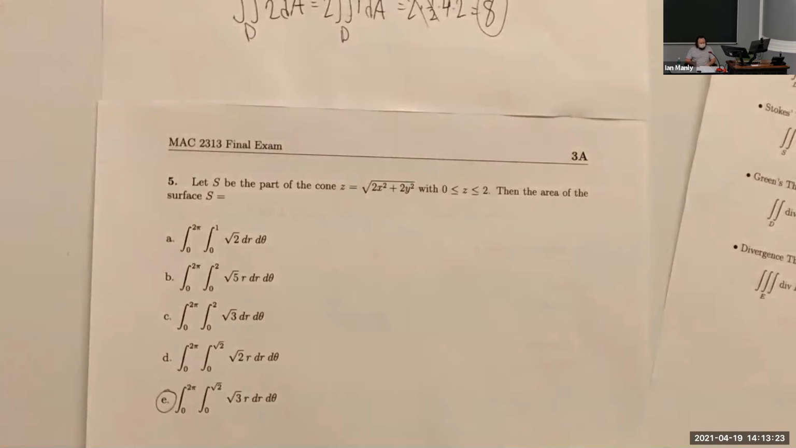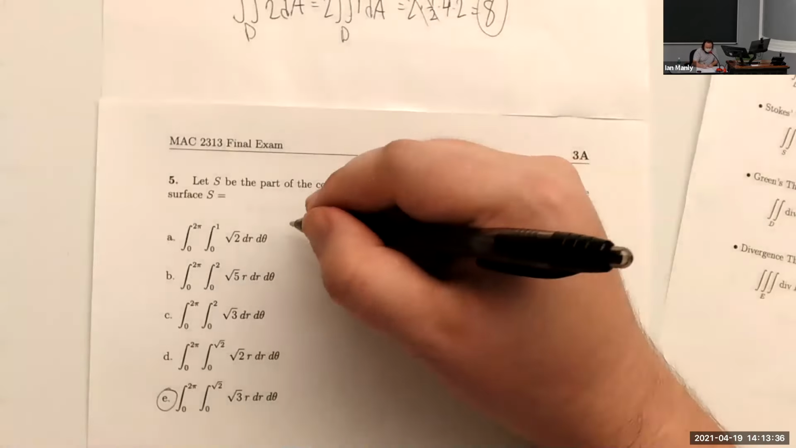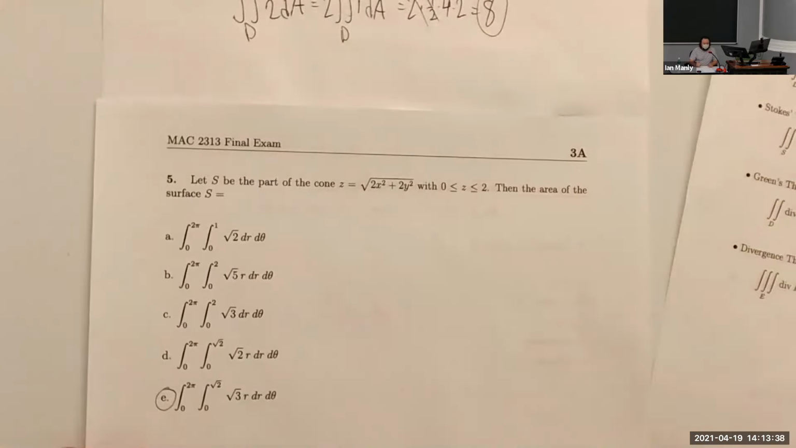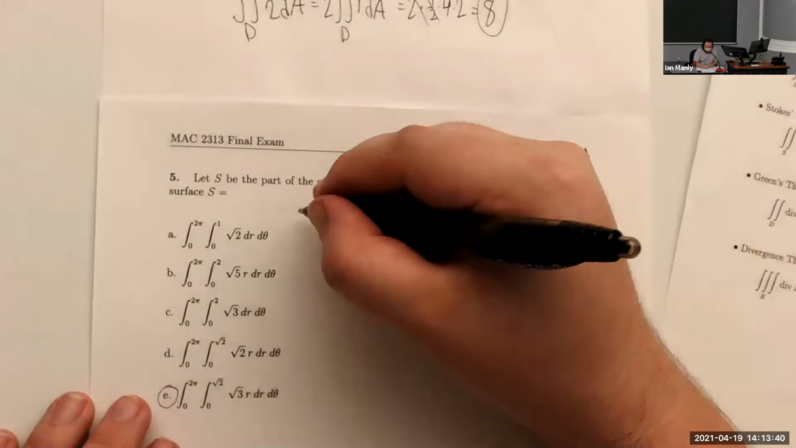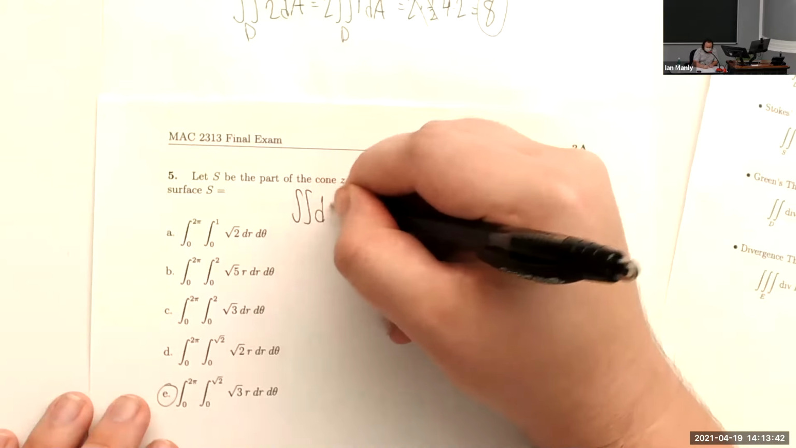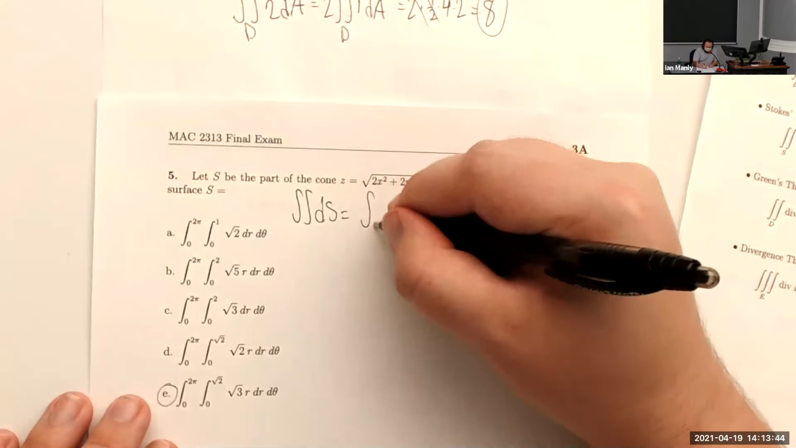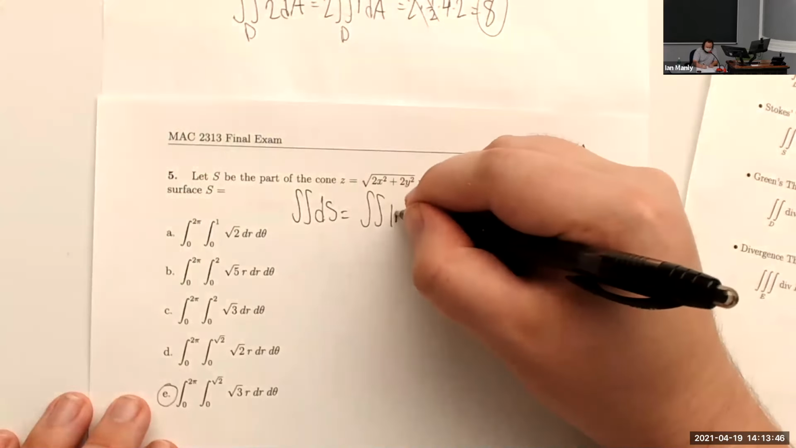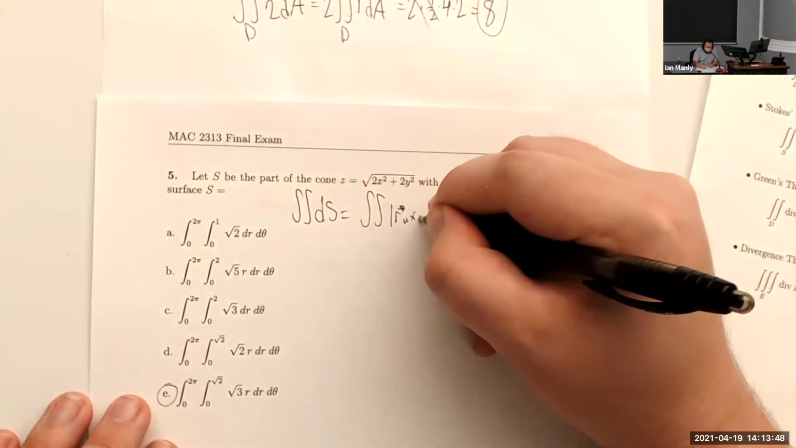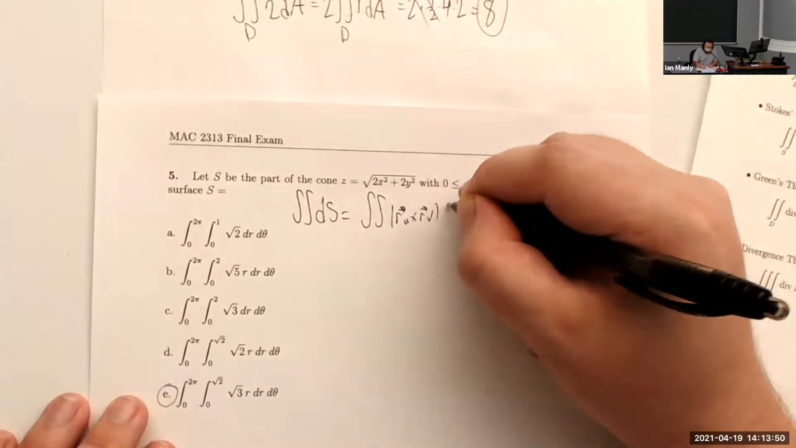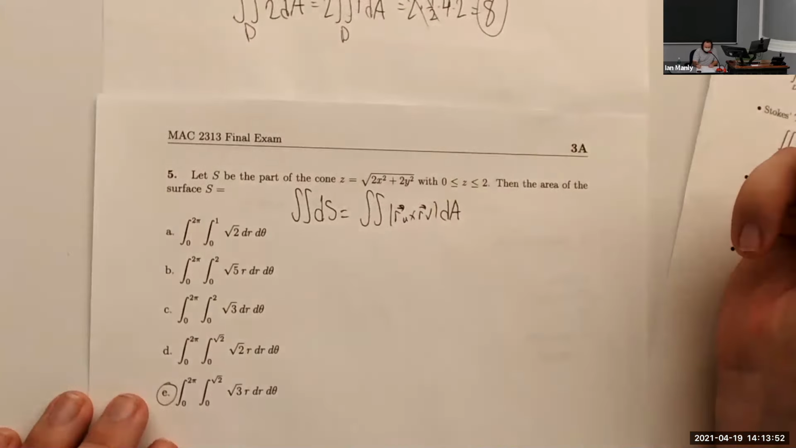Let S be part of the cone z equals the square root of 2x² plus 2y², with 0 less than or equal to z less than or equal to 2. Then the area of the surface S is, all right, well, this means that if we're finding the area of a surface, we are finding surface area, which has a particular formula. This is going to be the double integral of the magnitude of r_u cross r_v dA right here.